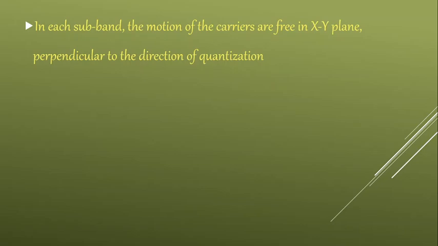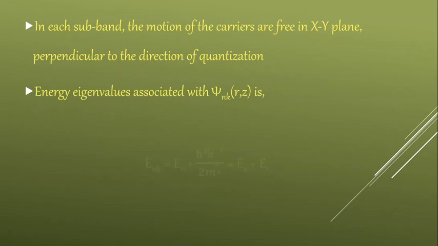So the energy eigenvalues associated with the wave function xi n k of r comma z is given as E n k perpendicular equals En plus h cross square k perpendicular square divided by 2m star.